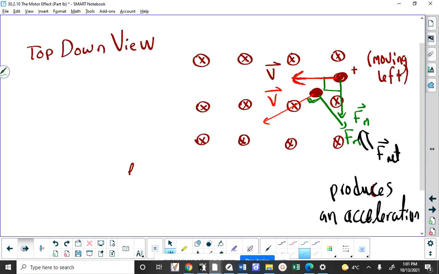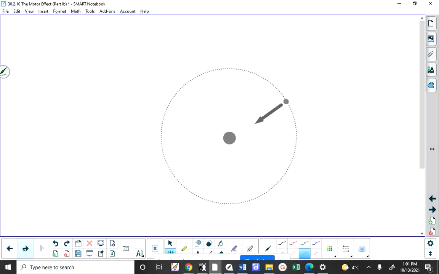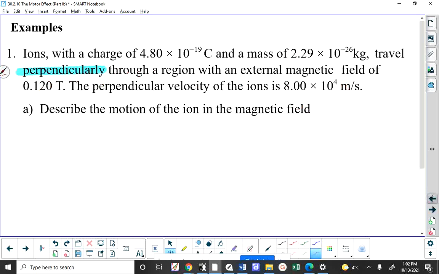So what's happening here is this is the situation we have. We have the force, it's a magnetic force that's towards a central point, whereas the object is moving perpendicular to that force. So in answer to this question, describe the motion of the particle. It follows a circular path.